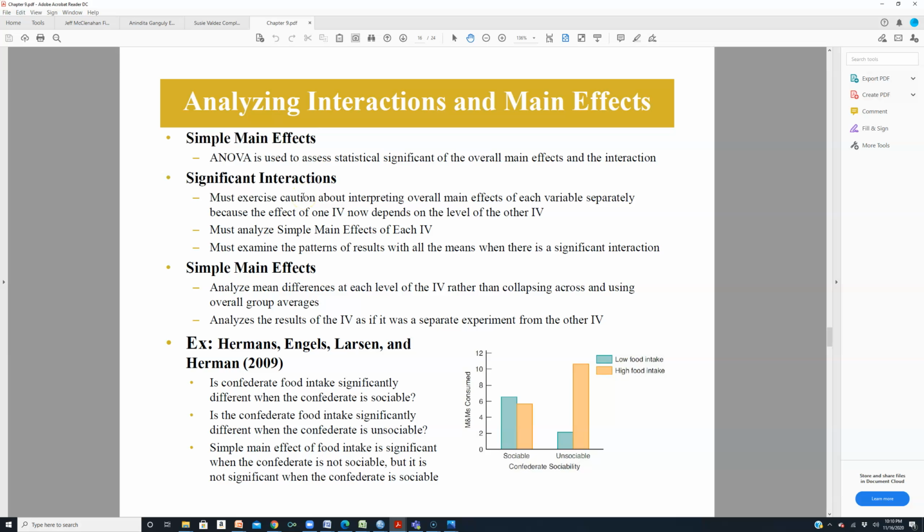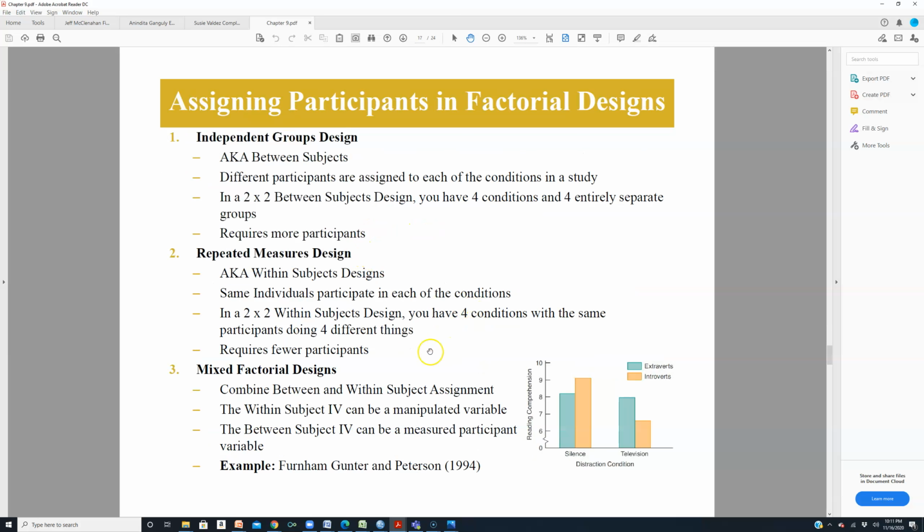So I'm analyzing simple main effects and my overall main effects. My significant interactions tell me that the effect of IV1 depends on the level of IV2. For simple main effects, I'm just looking at mean differences at each level of the IV rather than collapsing across, right? And for simple main effects, I act as if there's a completely separate experiment. And I feel like this is repeated a little bit.